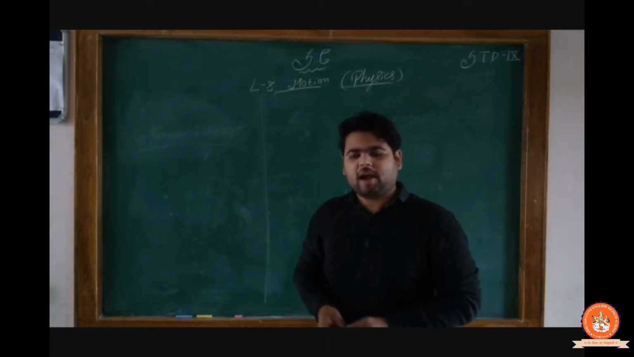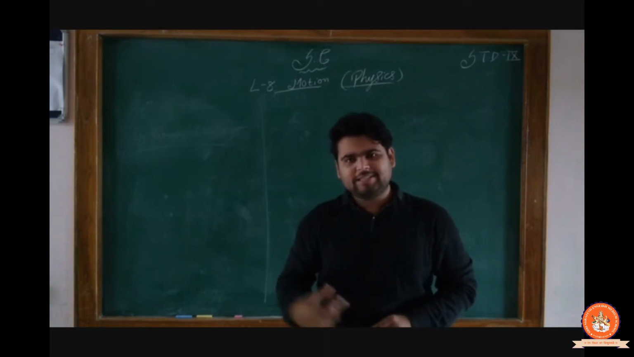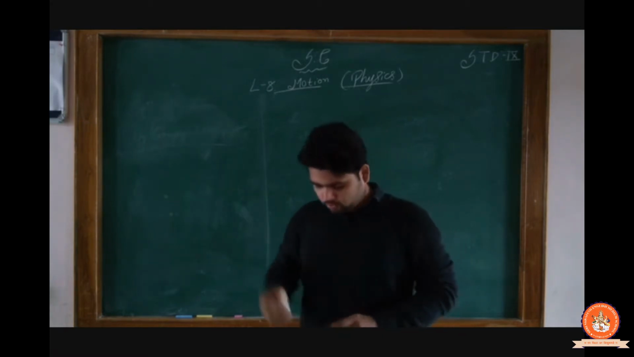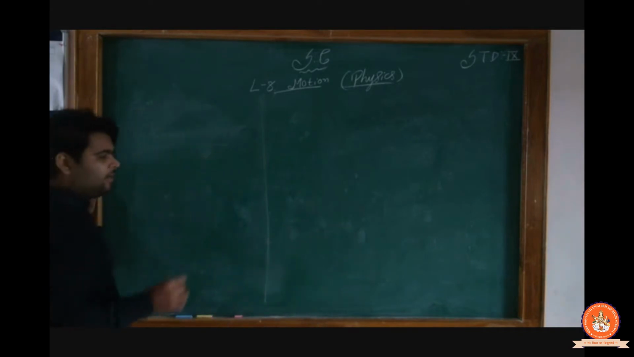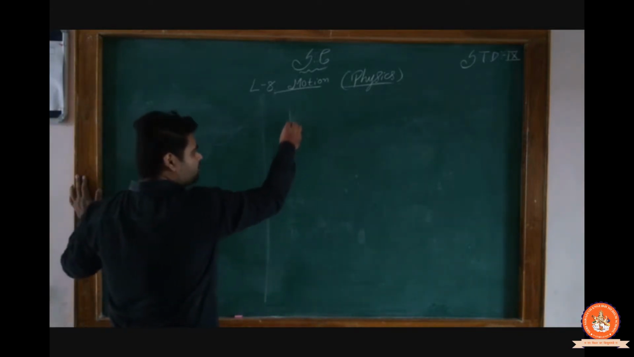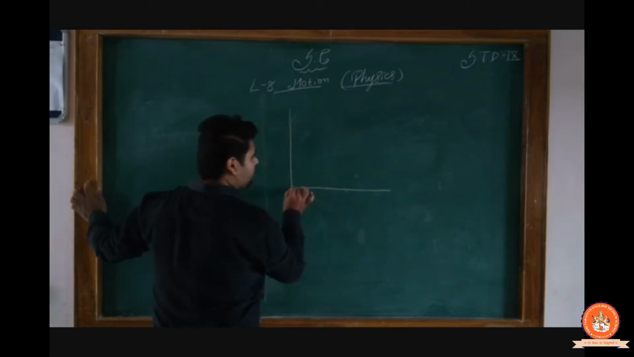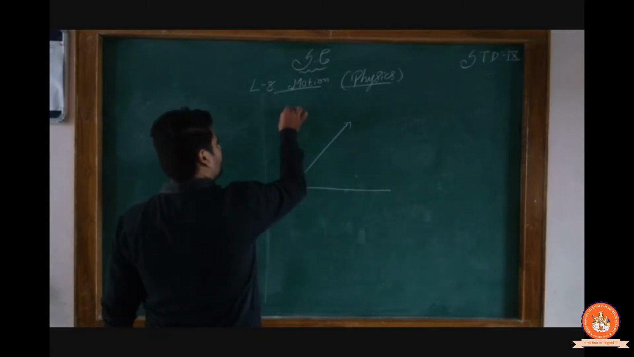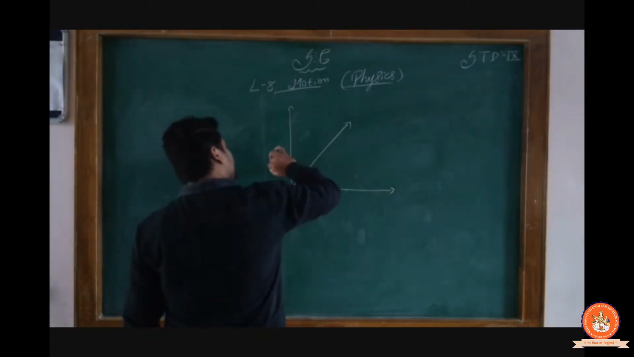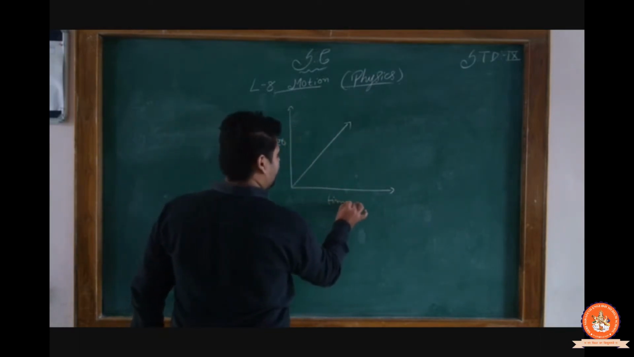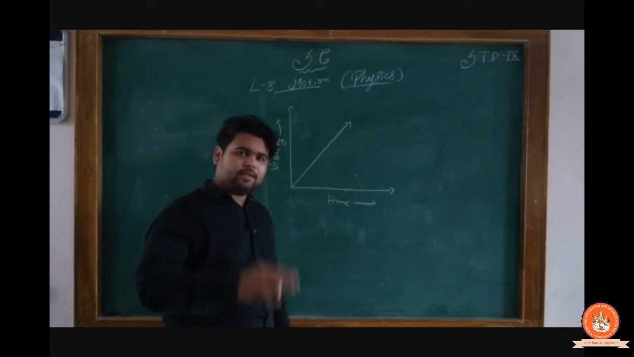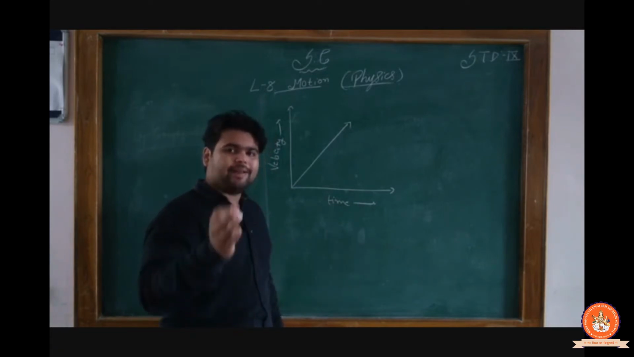In the previous lecture, I had asked you one question: is it possible to find the displacement from the velocity versus time graph? Suppose this is our velocity versus time graph. If you want to find the displacement, we just have to calculate the area.